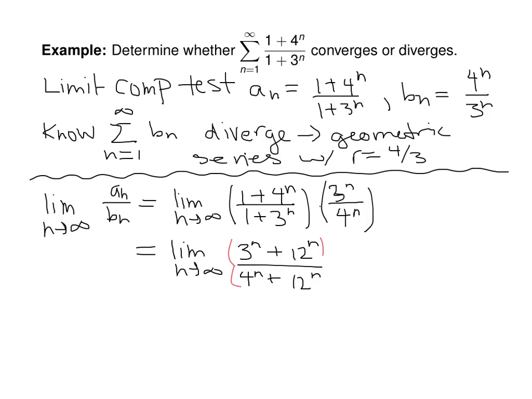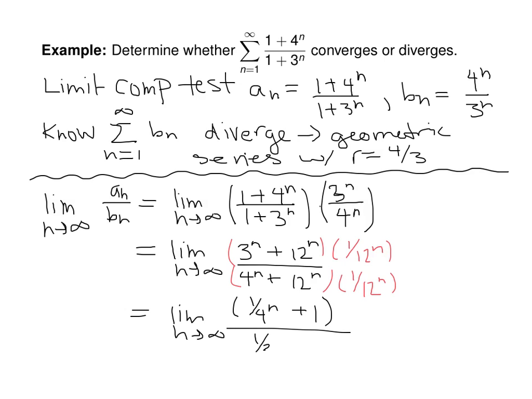Now, multiplying the numerator and denominator by 1 over 12 to the n, that will give us the limit as n goes to infinity of 1 over 4 to the n plus 1 over 1 over 3 to the n plus 1. And as n goes to infinity, 4 to the n goes to infinity, so 1 over 4 to the n goes to 0. 1 over 3 to the n goes to 0. This limit will equal 1.